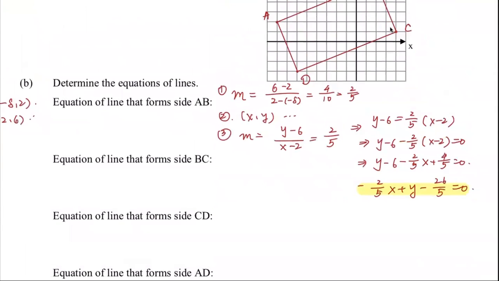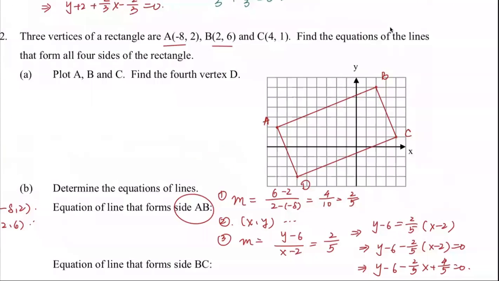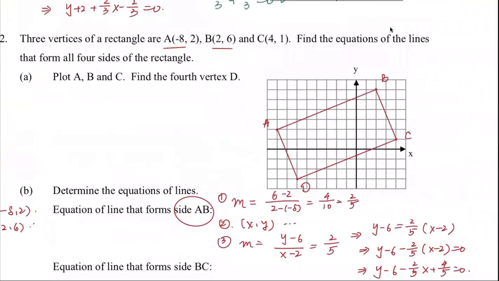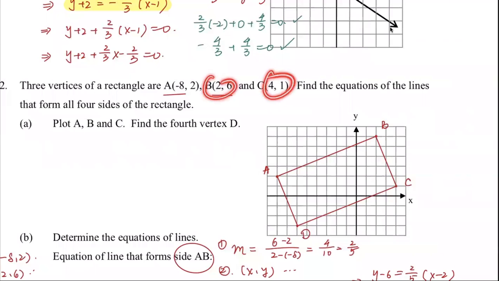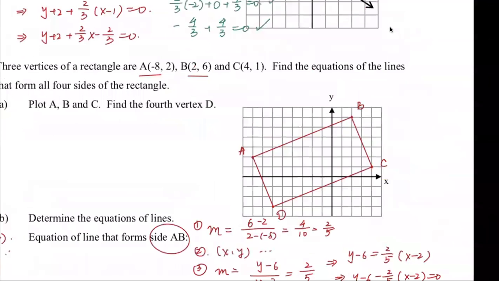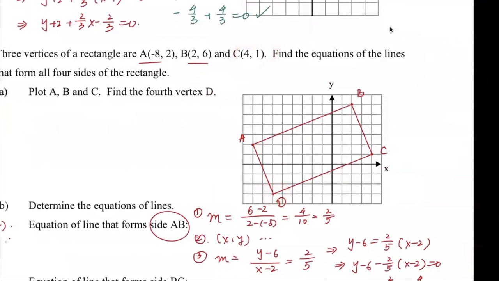Yeah, so I'm not going to do the rest of the parts because I don't really see the point. You know what we're doing here, right? For side AB, we use the points A and B, okay? For BC, we use the points B and C. For CD, we use the points C and D, D over here.